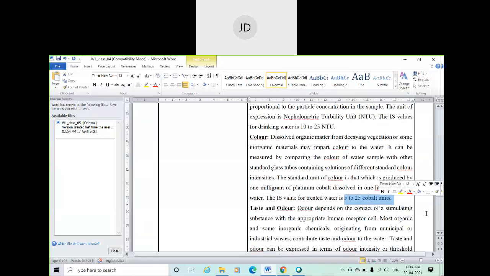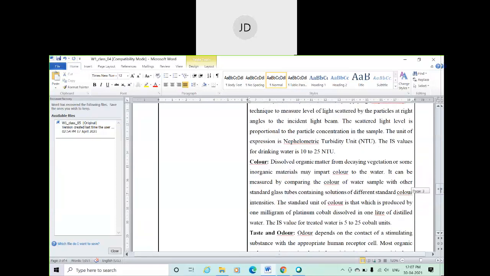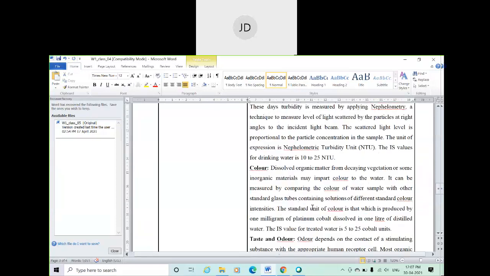Why is it called the cobalt unit? You also have to know these things. Same thing: if you go to your first class notes and can't understand, just come to me, I'll explain it.